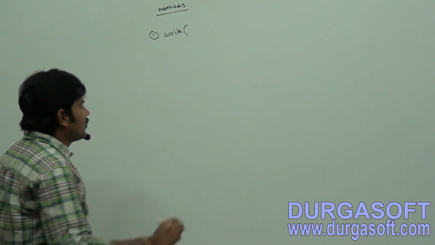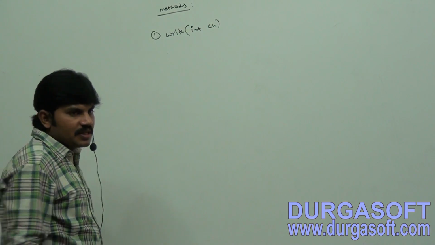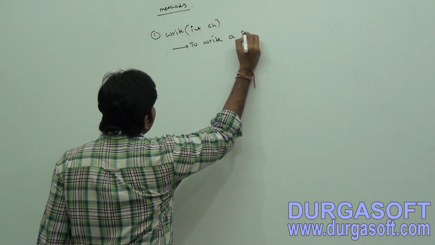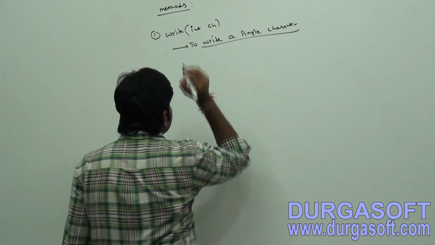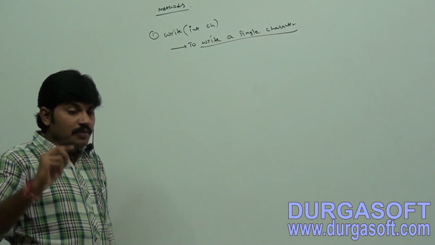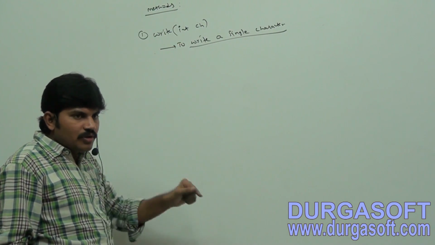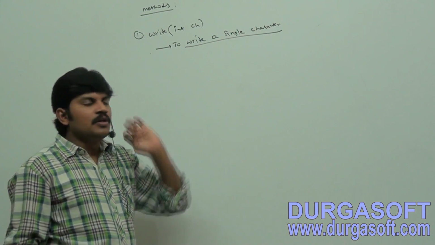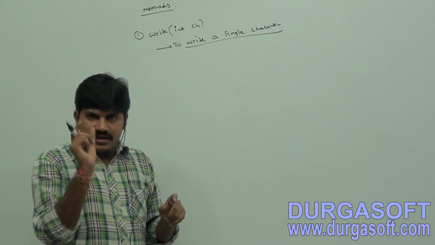Okay, listen. write(int ch) writes a single character to the file. Then immediately you may raise a doubt: sir, you are passing an int argument, now you are telling it writes a single character, how is it possible? Simple. I want to write character A to the file.